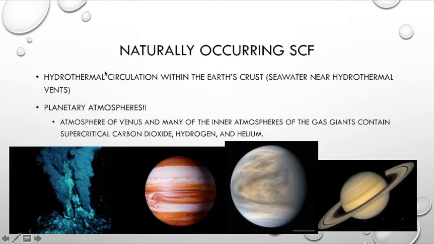Some naturally occurring supercritical fluids, which I thought were kind of cool. They exist in hydrothermal vents, or in the seawater around hydrothermal vents, and within the inner atmospheres of some of the planets in our solar system, most notably Venus, Jupiter, and Saturn. Temperatures and pressures of these regions are just right for supercritical fluids to form, and they exist in that region.